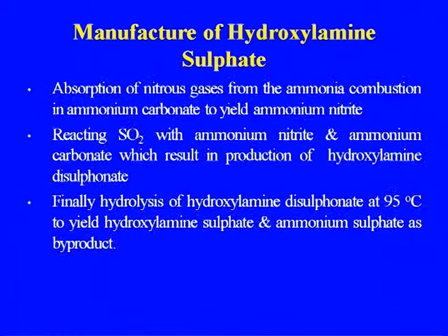Then the absorption of the nitrous gases from the ammonia combustion in ammonium carbonate yields ammonium nitrite. Reacting SO2 with the ammonium nitrite and ammonium carbonate results in the production of hydroxylamine disulfonate. After the hydrolysis of this hydroxylamine disulfonate, we finally get the hydroxylamine sulfate and ammonium sulfate as a byproduct.